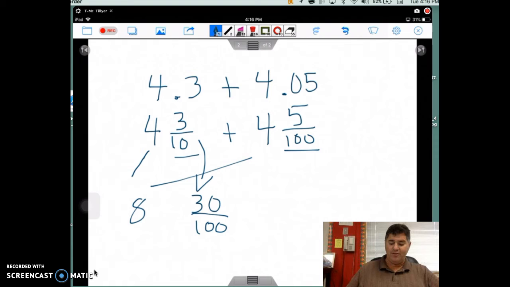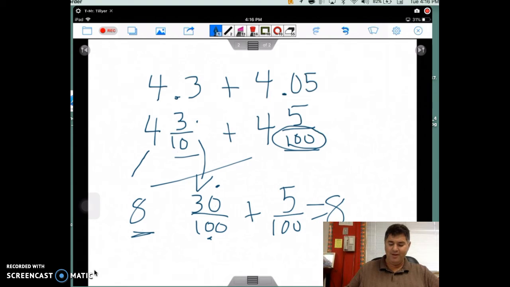So 3 times 10 equals 30. And then 10 times 10 equals 100. This one is already in hundredths, so plus 5 hundredths. So you're going to do 8. That'll equal 8 right here. And 35 hundredths.